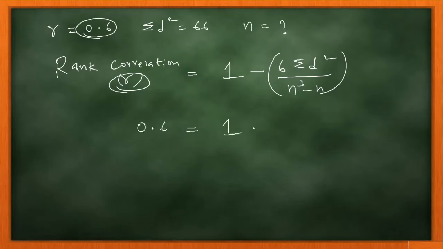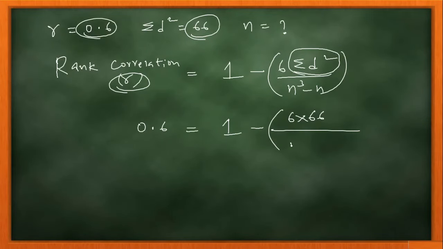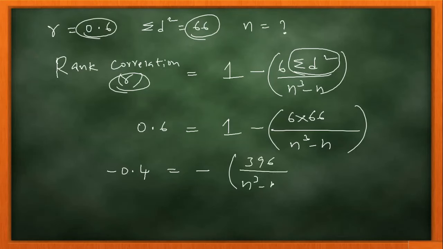Now, 1 minus 6 times summation d square, in place of summation d square we can substitute 66, and n cubed minus n, we don't know. Now it will be 0.6 minus 1, which is minus 0.4, equals minus of 66 into 6, which is 396, divided by n cubed minus n.